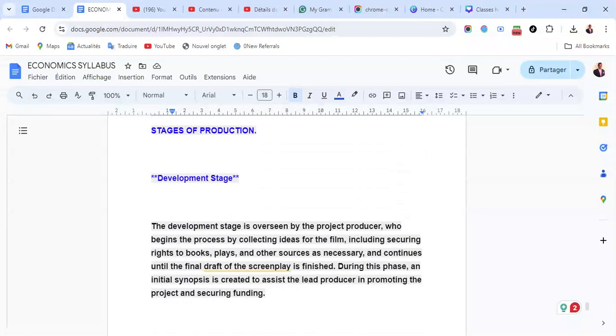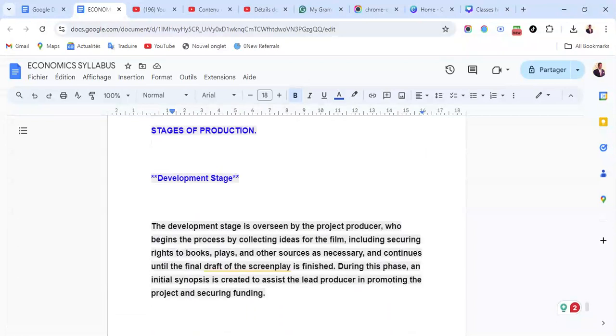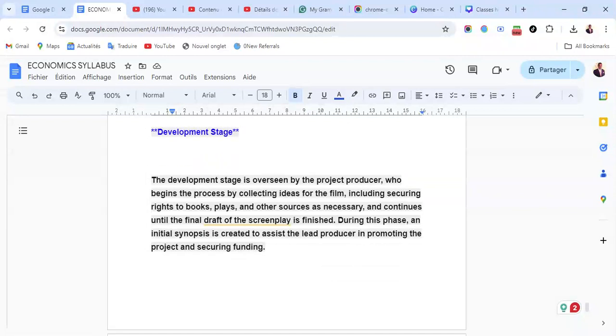So right now we're going to look at stages of production. What are the stages of production? Number one is the development stage. The development stage is overseen by the project producer who begins the process by collecting ideas for the film, including securing rights to books, plays, and other resources as necessary, and continues until the final draft of the screenplay is finished. During this phase, an initial synopsis is created to assist the lead producer in promoting the project and securing funding. That is the development stage.